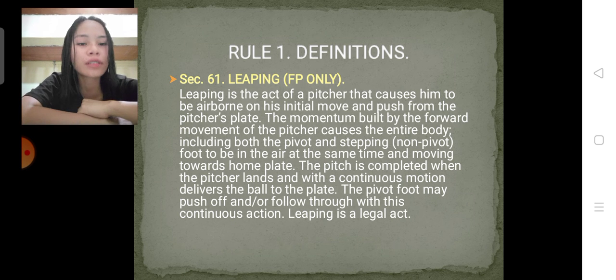Let's move on to section 61, leaping. Leaping is the act of a pitcher that causes him to be airborne on his initial move and push from the pitcher's plate. The momentum built by the forward movement of the pitcher causes the entire body, including both the pivot foot and the stepping non-pivot foot, to be in the air at the same time and towards home plate. The pitch is completed when the pitcher lands and, with a continuous motion, delivers the ball to the plate. The pivot foot may push off and/or follow through with his continuous action. Leaping is a legal act.